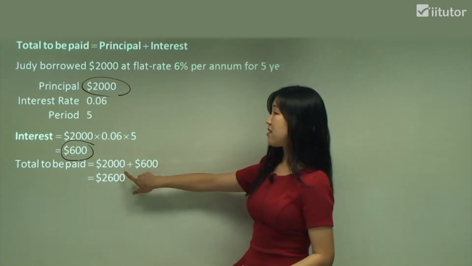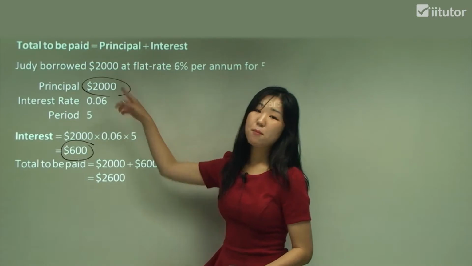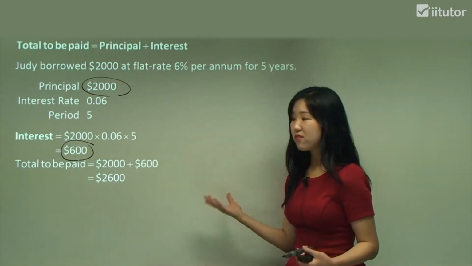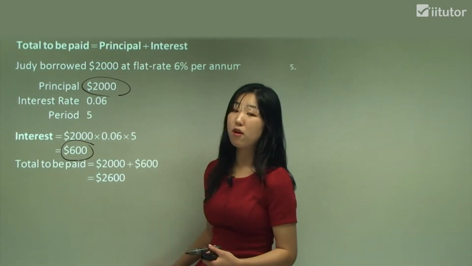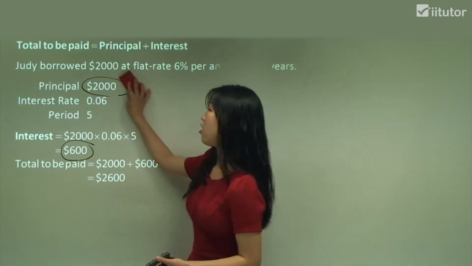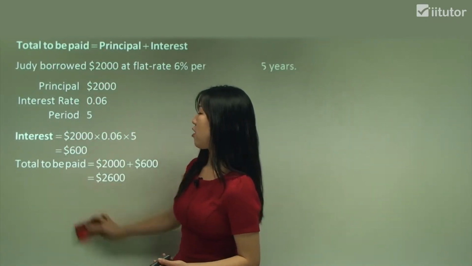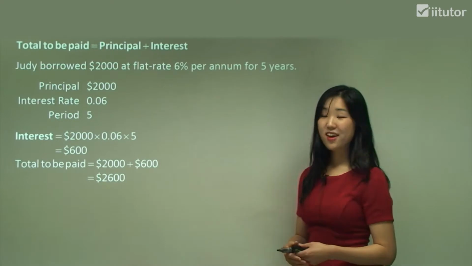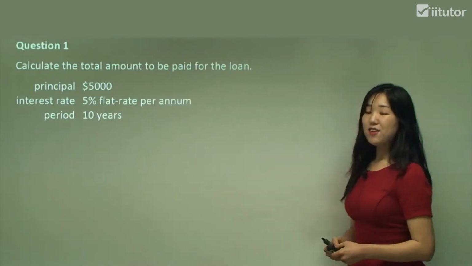So if you have a look, that's more than you actually borrowed, right? But you have to take that risk because you're actually borrowing money over a certain period. You're not paying the money on the spot, so that's what they charge you as interest. All right? So let's try a question.